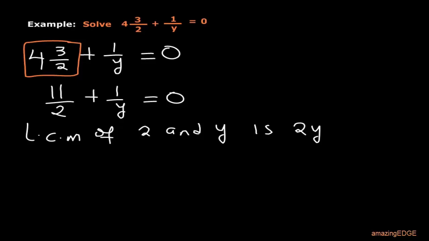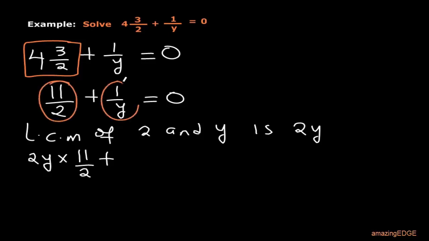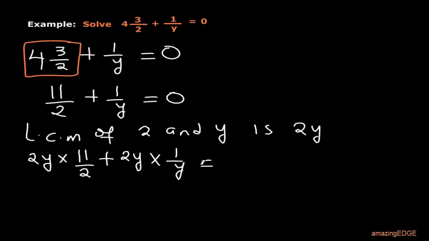So on the left hand side, you have 2y times 11 over 2 plus, so what we're going to do is multiply all these terms by 2y. That's what we're doing. So we now have the same 2y times 1 over y. Then 0 is 0, but to show every detail, let's say also 2y times 0. Okay, so that's fine now.